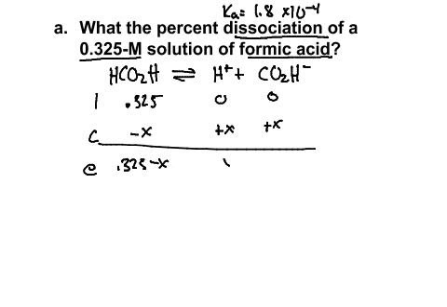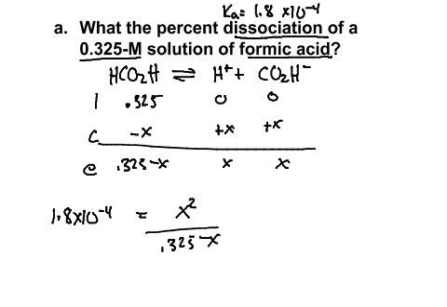0.325 minus x, x, and x. So I can then say 1.8 times 10 to the minus fourth, you'll see that we haven't gotten to the percent yet, is equal to x squared over 0.325 minus x. And when you do the whole solver thing, just as we discussed previously, you just need to figure out how to do this. It'd be good to pause the video and make sure you get this value. You find that x is equal to what?